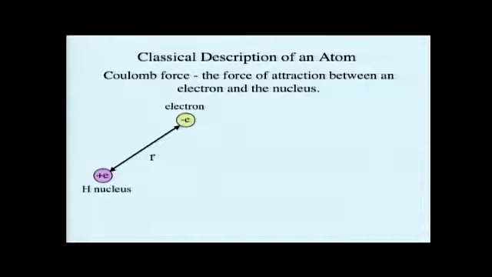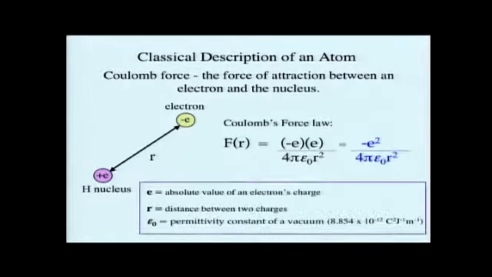So if we think about the force that occurs between a positively and a negatively charged particle, what we have is essentially a Coulomb force. So we can describe this as a force of attraction. We can use the Coulomb force law to explain this, where we can describe the force as a function of r. So let's think about what we're saying here.